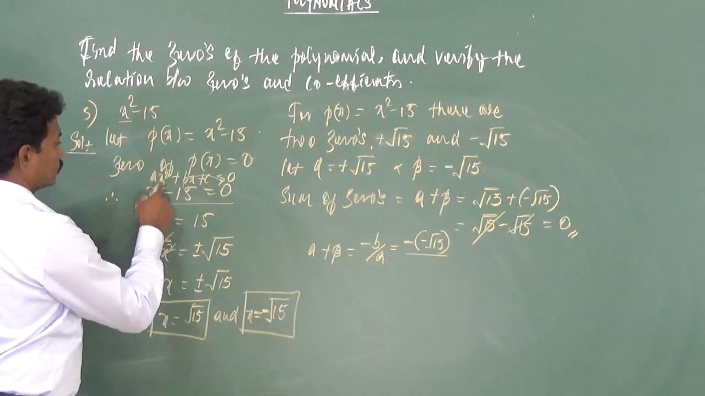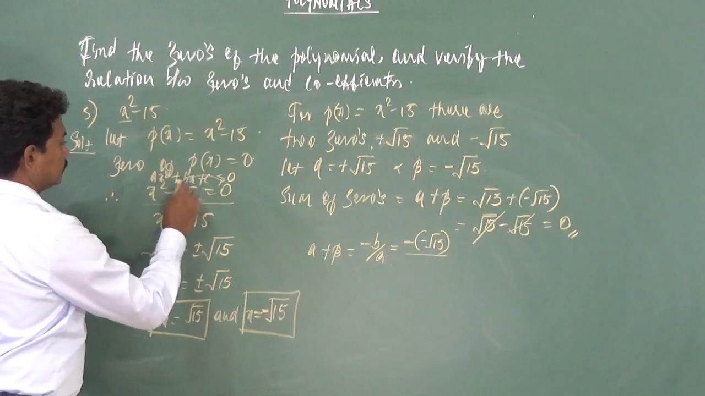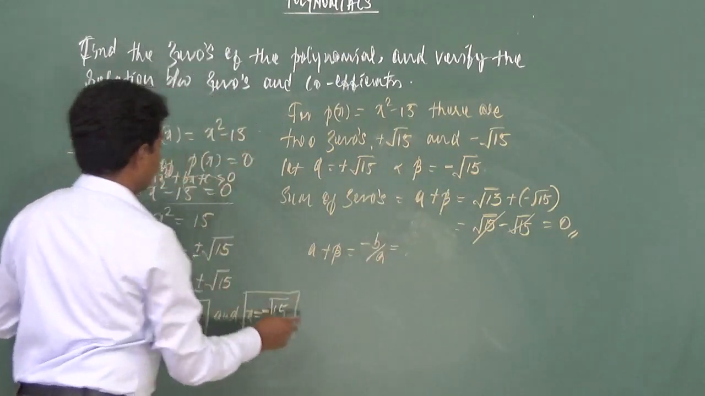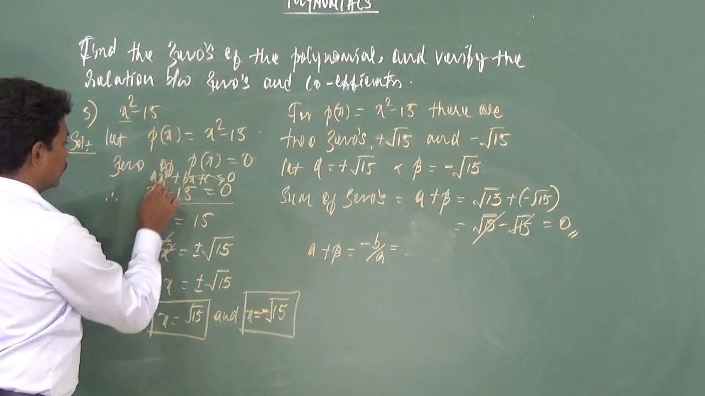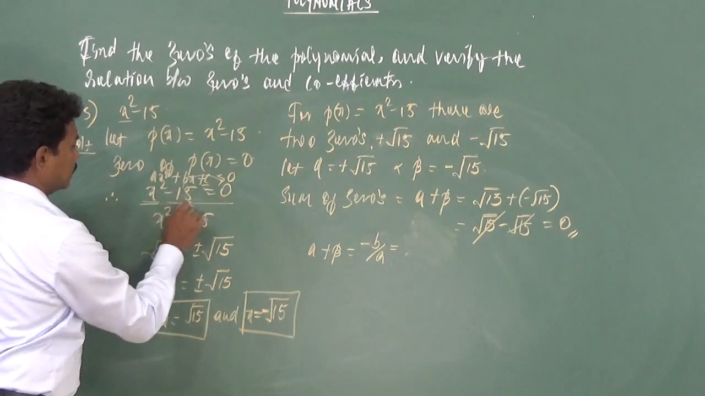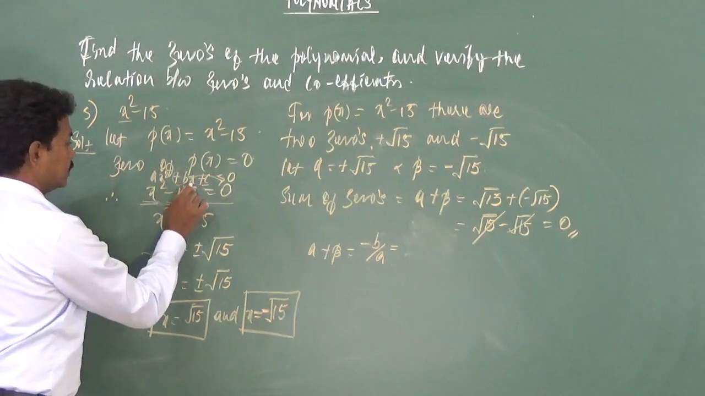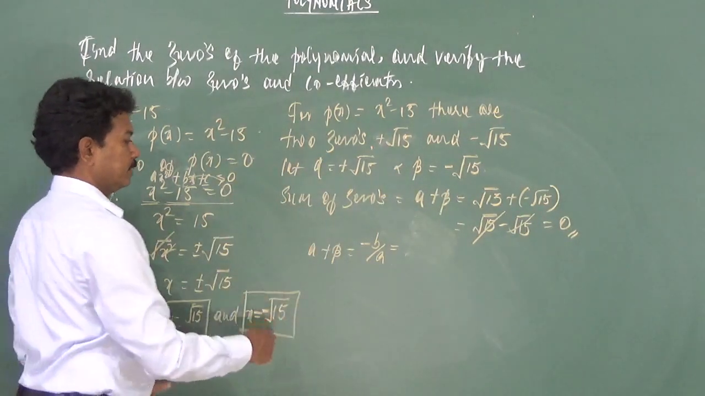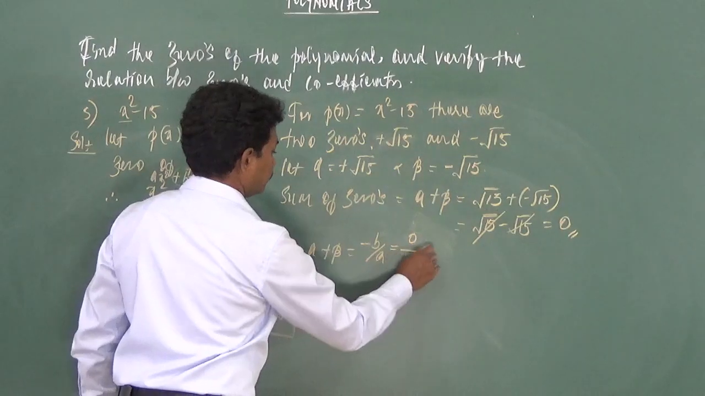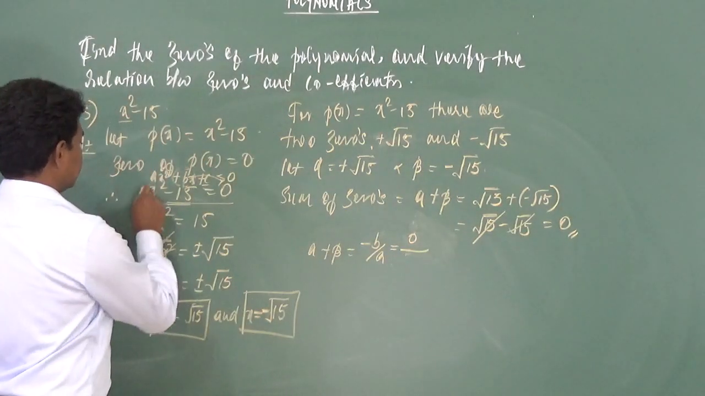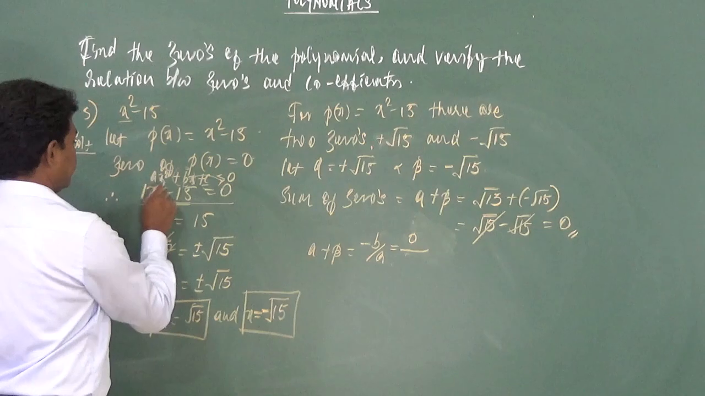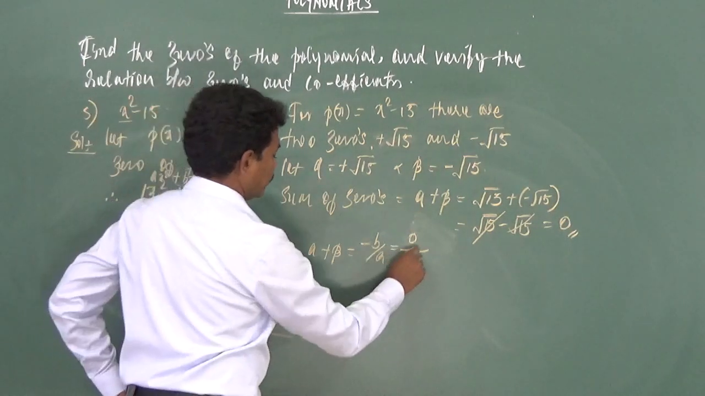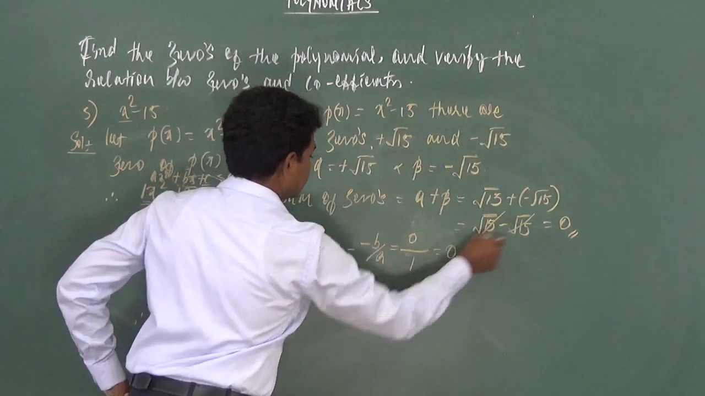Here, ax square is x square, and c is minus 15. So here, the bx term does not exist. If a particular term in the polynomial does not exist, then it should be taken as 0. So it is 0 by a. The coefficient of x square is 1 here. So 0 by 1 is 0. This is how we have verified.